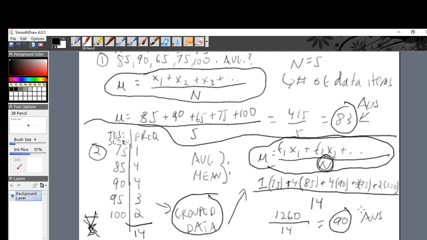This is the average for the people's tests. 4 people got a 90. 1 person got a 75. But if you take the average of everybody, it's going to turn out to be a 90. And this is the formula for the average, for the mean, the grouped data formula. There's a difference between working with grouped data and working with just plain numbers, where you add them up and get the average.